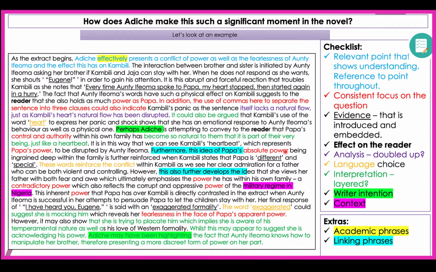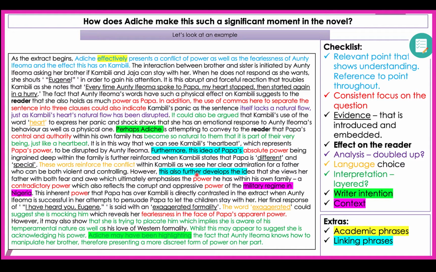Furthermore, this idea of Papa's absolute power being ingrained deep within the family, so here I'm linking, I'm showing that I'm taking this idea of Papa's power through into my next sentence. It's ingrained deep within the family, and it's further reinforced when Kambili states that Papa is "different" and "special." Now notice my quotations here, introduced and embedded, and I've actually only taken the words from the quotation that I need. I've split it up because I don't need the full thing. I just want these two words. These words reinforce the conflict within Kambili as we see her clear admiration for a father who can be both violent and controlling. So here I'm focusing on the language and what it suggests, what it helps me to understand.